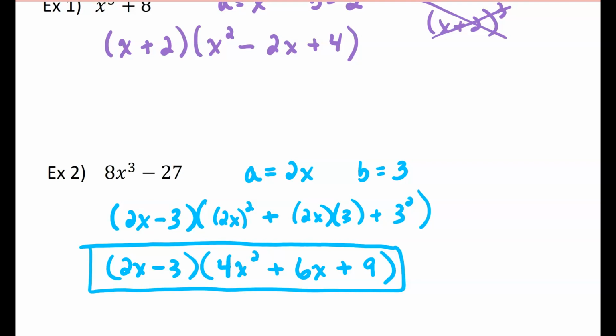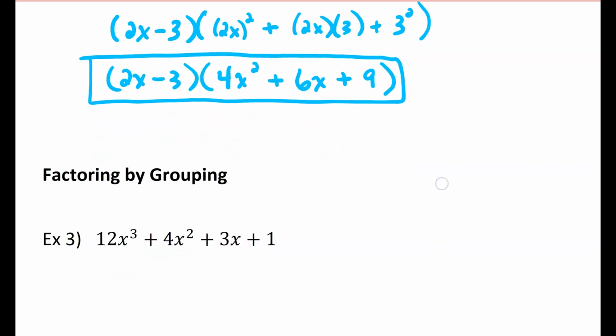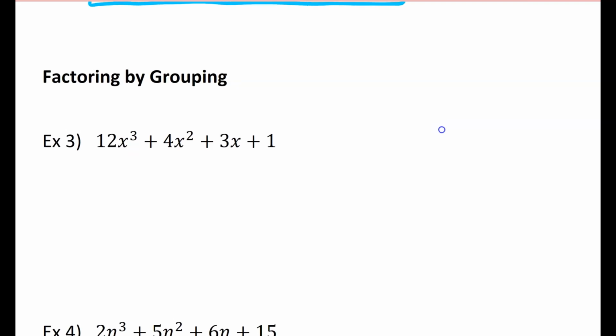Alrighty. Are we ready for our next one? Okay, so our next one is factor by grouping. And we look at this, and usually when you see 4 terms like this or 6 terms, that's when we want to be thinking about factor by grouping.